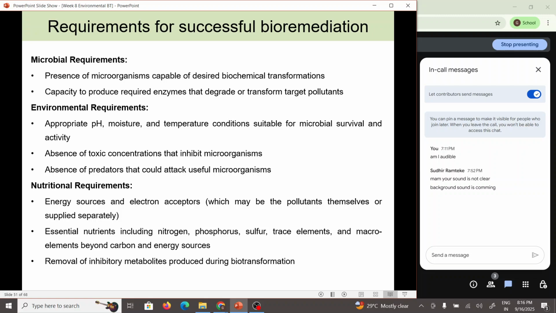The second is the environmental requirements. We need appropriate pH, moisture, and temperature conditions suitable for microbial survival and activity.